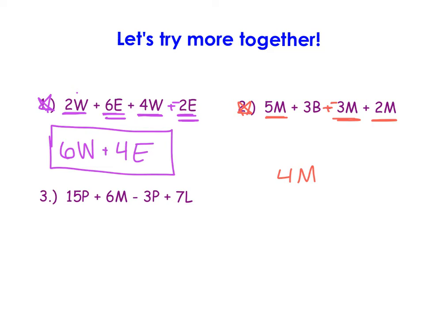Then I notice that this b value, this second variable, is all by itself, and there's nothing to combine it with. So we add it together with the 4m to be 4m plus 3b, and because m and b are different variables, we do not combine them together further.